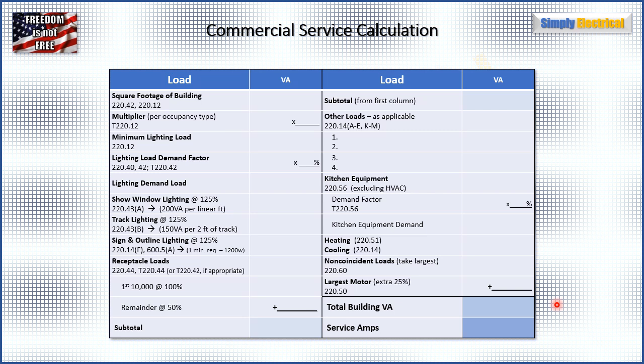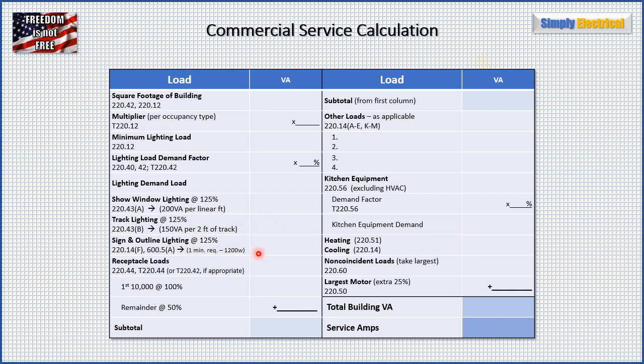So we're going to start over here in this left column. And we have our square footage of our building. That's what we take first, and we'll just put that value there. We're going to take a multiplier, apply it to our square footage, and we're going to come up with our minimum lighting load. Then we're going to take a demand factor of that minimum lighting load and come up with our lighting demand load. After that, we're going to figure out our show window lighting, our track lighting, then our sign and outline lighting.